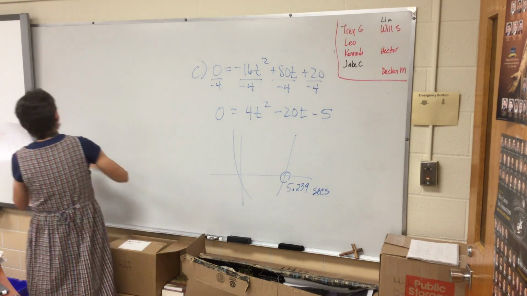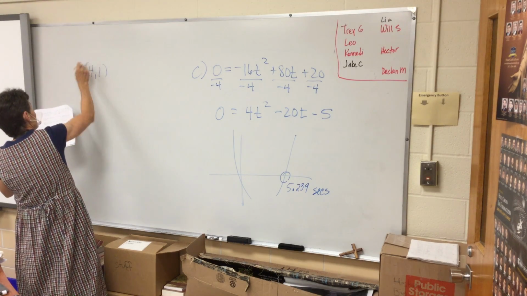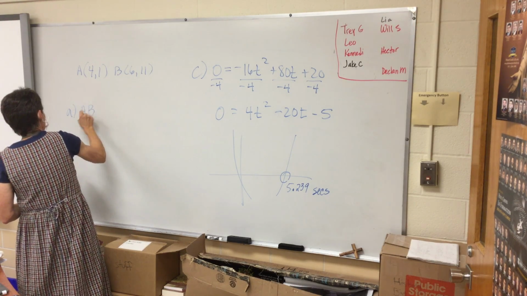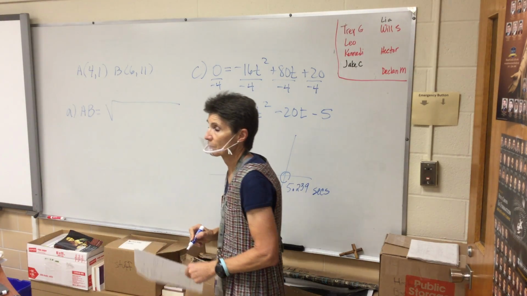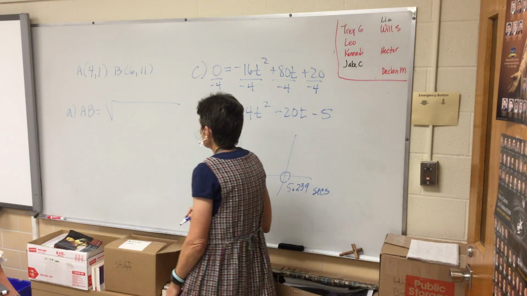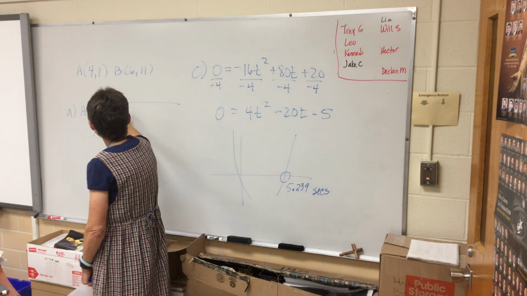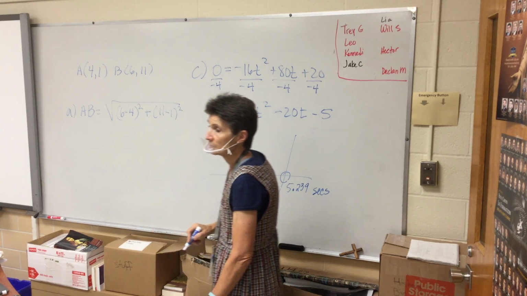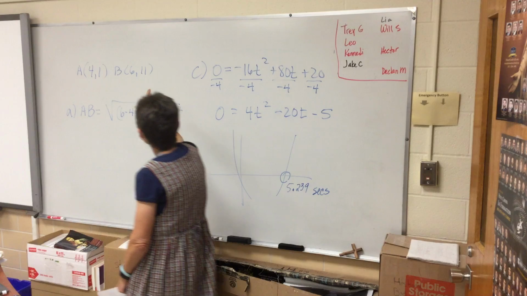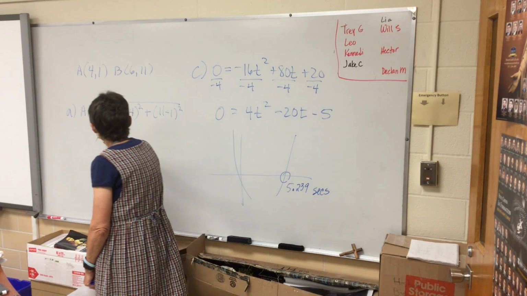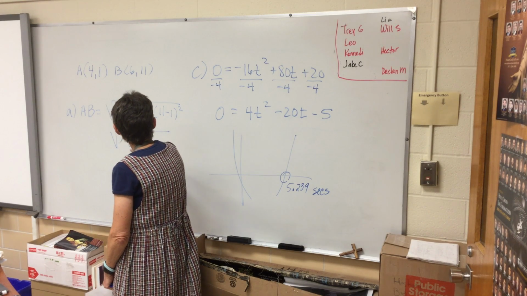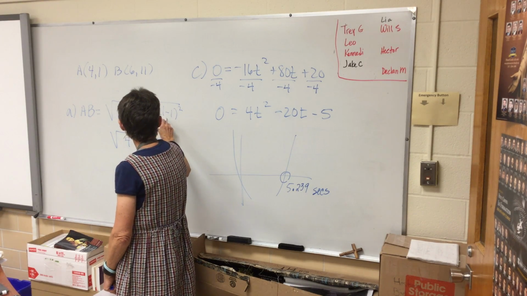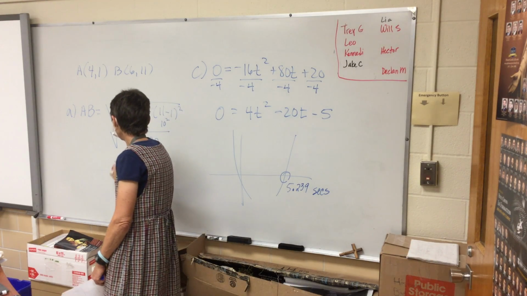Okay, so what does that mean? What does A mean? How do I find AB? Distance formula, that's the big radical. So how does that work? 6 minus 4, 11 minus 1, x minus x, y minus y, and we square them. So that's 4 plus, what, 100? Because this is 2 squared and this is 10 squared. So that's 104.